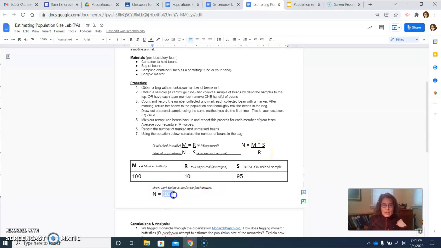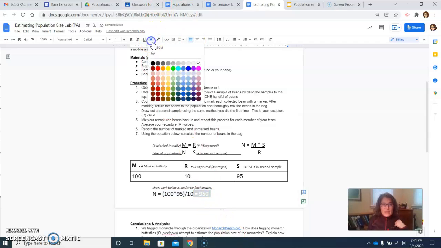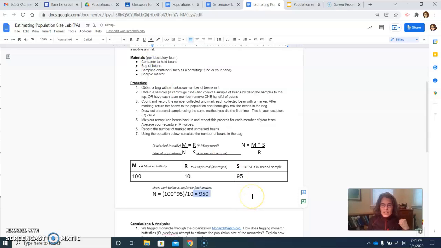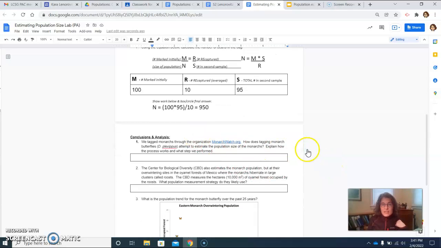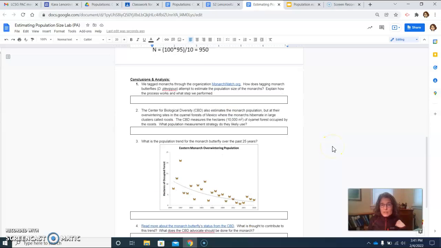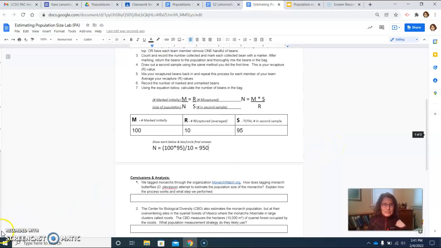So when we put those values in, our number marked was 100. Our number in the second sample was 95, so I'm going to multiply those two values, and I'm going to take my answer to that and divide it by the number that were recaptured, which in this case is 10. If I go ahead and finish that calculation, my answer is that my population is going to be equal to 950 beans. So now we've got a pretty good estimate for the size of that population. Hopefully this helps you figure out how to do the next steps. From there, you're going to apply your thinking and draw some conclusions and link it back to the work that we did with monarch butterflies. I look forward to seeing what you come up with.